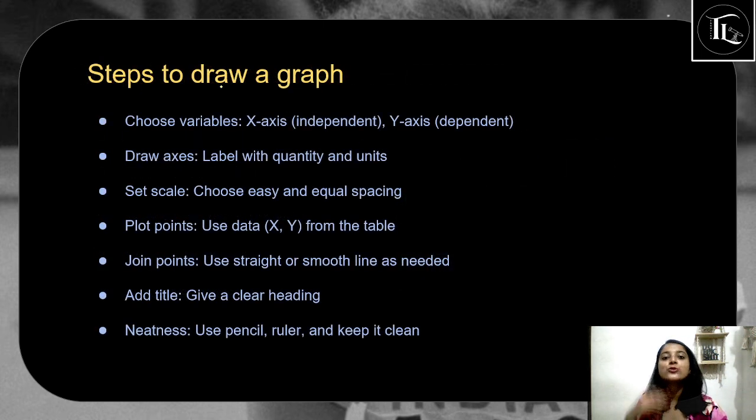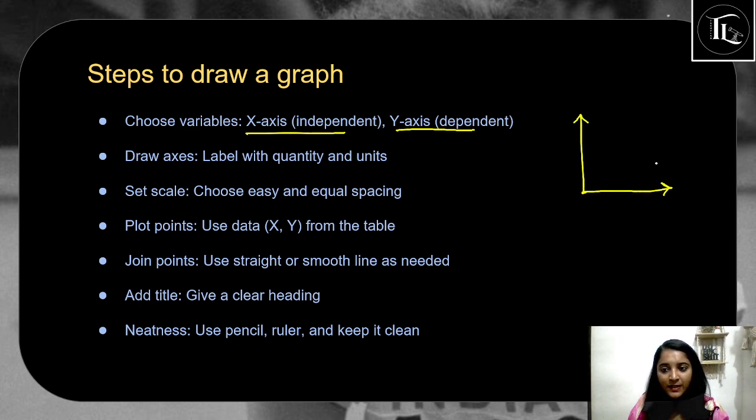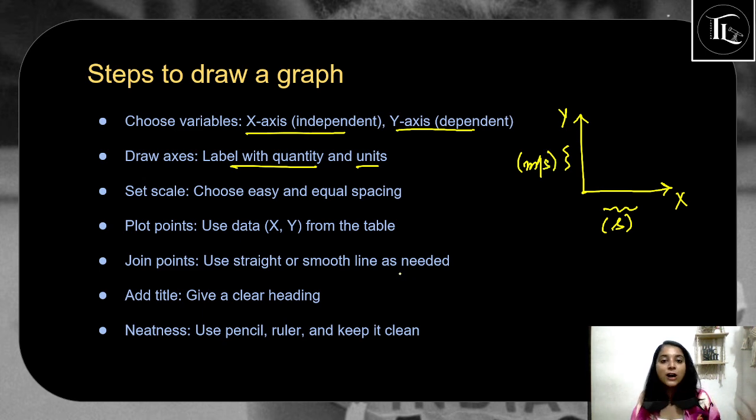Now comes how do you actually draw a graph? See, in any graph, you need to choose variables, that is the x-axis and y-axis, right? You need to have these two axes. So you should know what goes on the x-axis and what goes on the y-axis. Then you need to label with quantity. There has to be quantity, but with units. For example, if it is time, you need to write it in seconds. If it is speed, you need to write it in meter per second. Otherwise, how would I know? Maybe you are representing in hours and one just represents 1 hour and not 1 second. So units are very important.